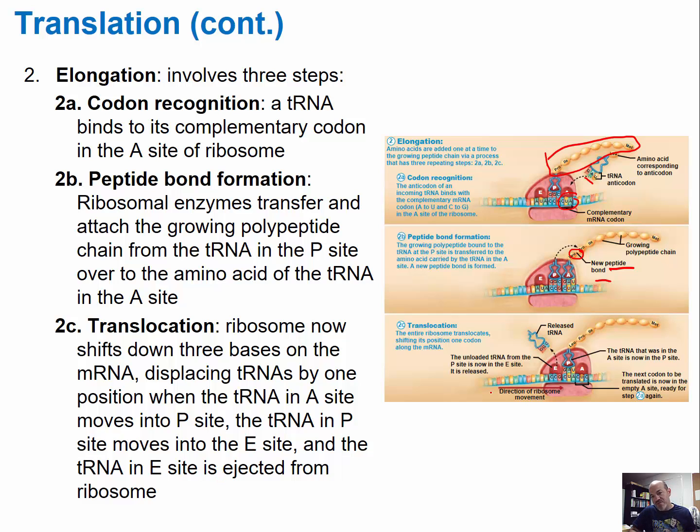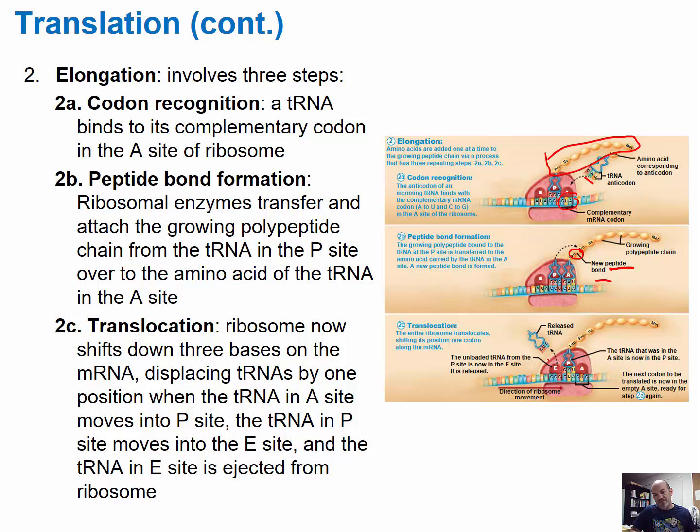So basically, if we move down 3 steps or 3 bases, at this point, the tRNAs that were in the A and the P site are going to all shift 1 position as the mRNA is moving through the ribosome.